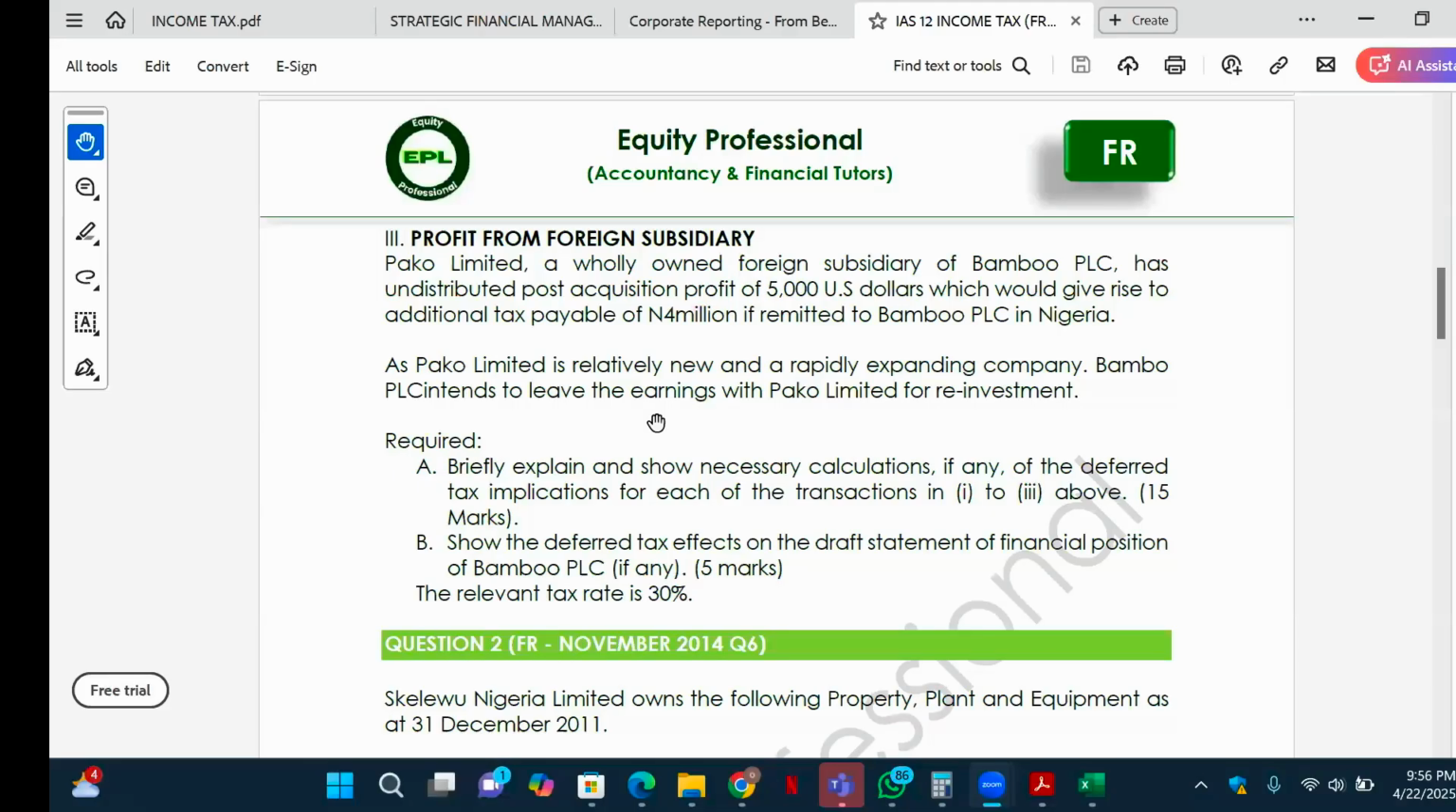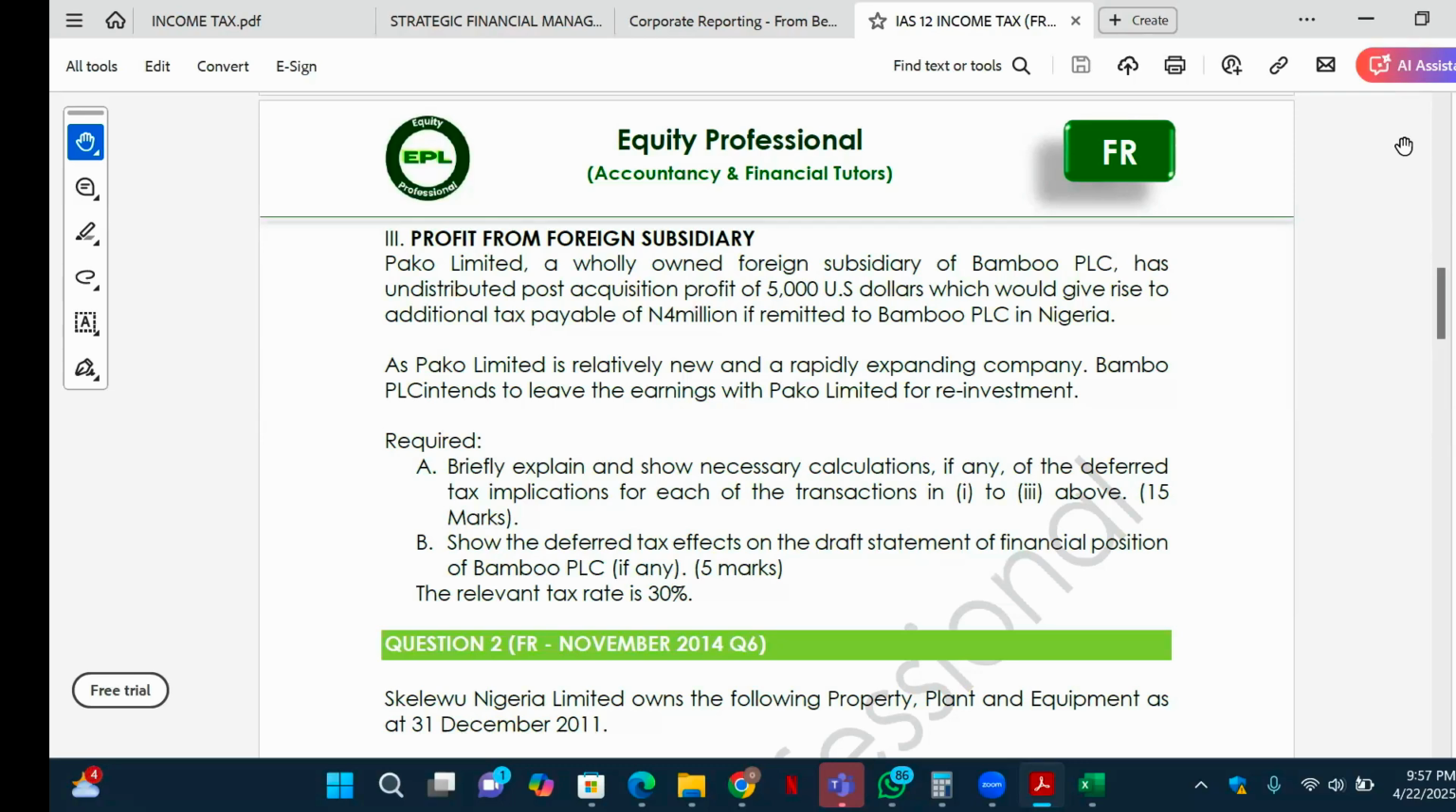All right, we can see it now, right? Now we're told Paco Limited. Forgive my pronunciation of Paco. Paco Limited, a wholly owned foreign subsidiary of Bamboo PLC, has undistributed post-acquisition profit of $5,000, which would give rise to additional tax payable of 4 million naira if remitted to Bamboo PLC.